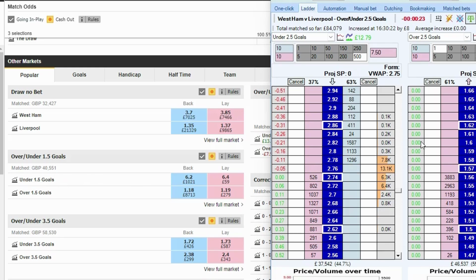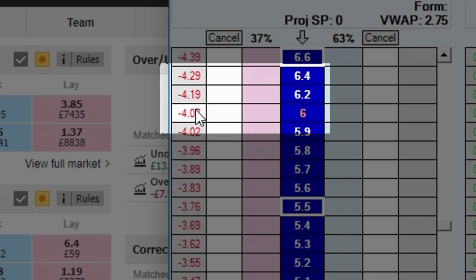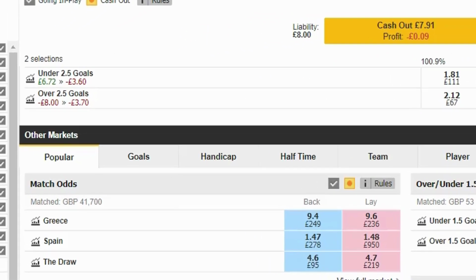So how can you predict your loss? Well, if you have software, you could easily scroll up on the ladder in the under 2.5 goal market to the current odds of the under 1.5 goal market, and you'll see there what your estimated loss would be in the event of a goal. If you aren't using software, you could simply pretend to put a lay bet in on the under 2.5 goal market at the current under 1.5 goal price, mess around with the stakes a little bit, and you'll be able to see what your estimated loss would be in the event a goal has been scored.